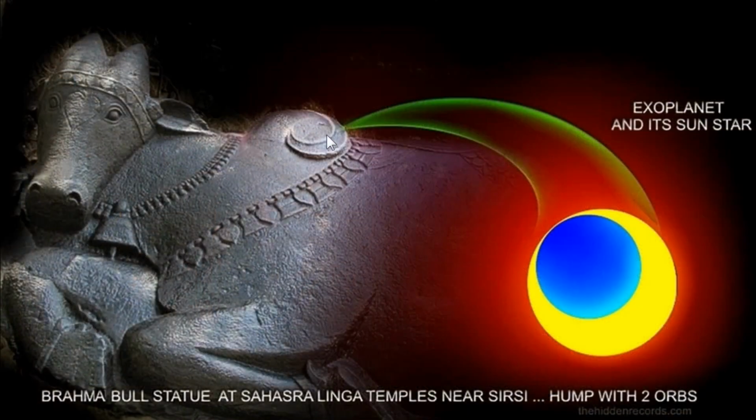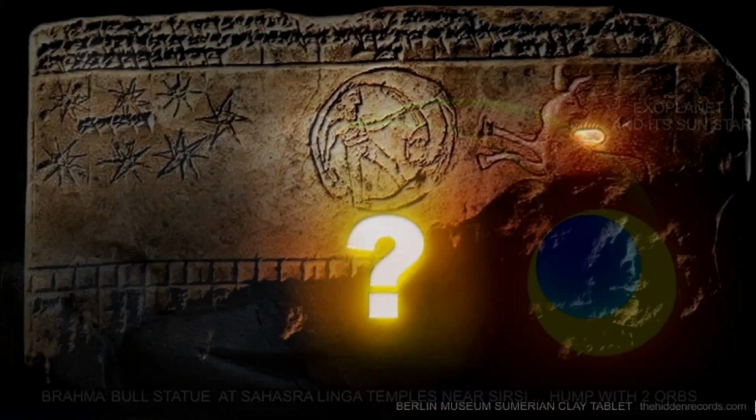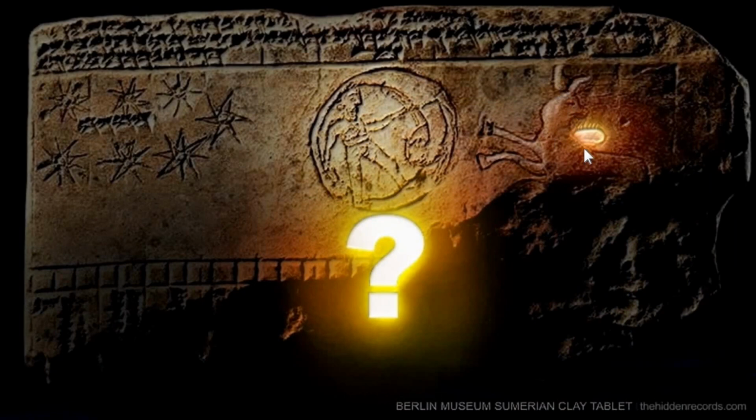There's a close-up picture of one of the Brahma bull statues at Shasta Linga temples. It is, in my opinion, 2 orbs creating that place of the ancestors. Nandi is the sacred cosmic bull, to match Sumerian records, same thing on its back. This is the close-up view of it.